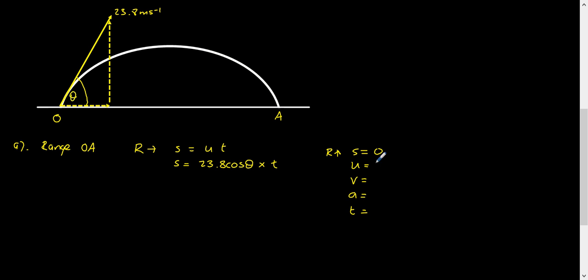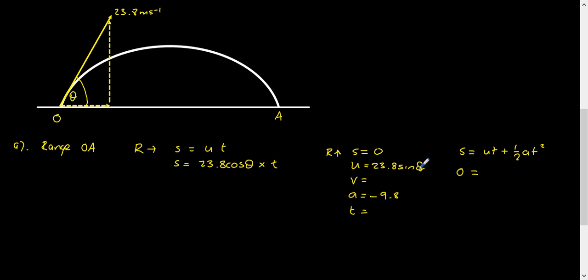The initial velocity there is 23.8 multiplied by sine of the angle, because this is the vertical velocity and it's opposite the angle that we're working with. Our v value is not anything that we're interested in. The a value is minus 9.8 because it's moving freely under gravity, and t is what we're trying to work out. So which of our equations do we use? s equals ut plus half at squared. So substitute in the values that we know. 0 equals u times t.